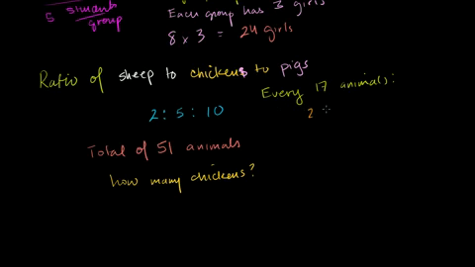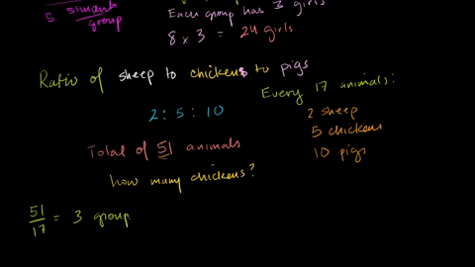2 sheep, 5 chickens, and 10 pigs. Now, how many groups of 17 animals do I have? I have a total of 51 animals. So, if there's 17 animals per group, 51 animals divided by 17 animals per group, I have 3 groups of 17 animals.